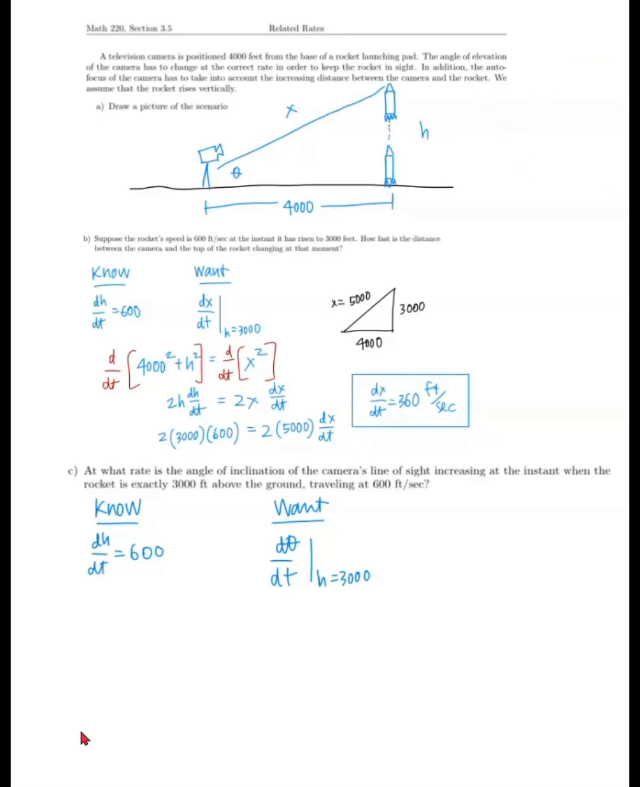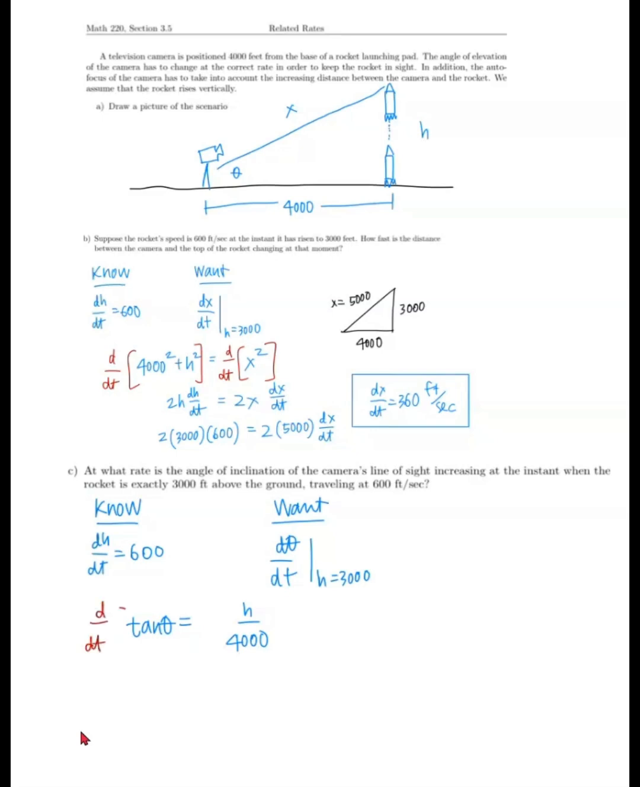Okay, so let's use the formula. We needed a formula that would relate theta to h, and tangent of theta equals h over 4,000. This is just tangent is opposite over adjacent. SOHCAHTOA, TOA, opposite over adjacent. Okay, this is awesome because now we can take the derivative with respect to time of both sides, and we will be able to find dθ/dt.